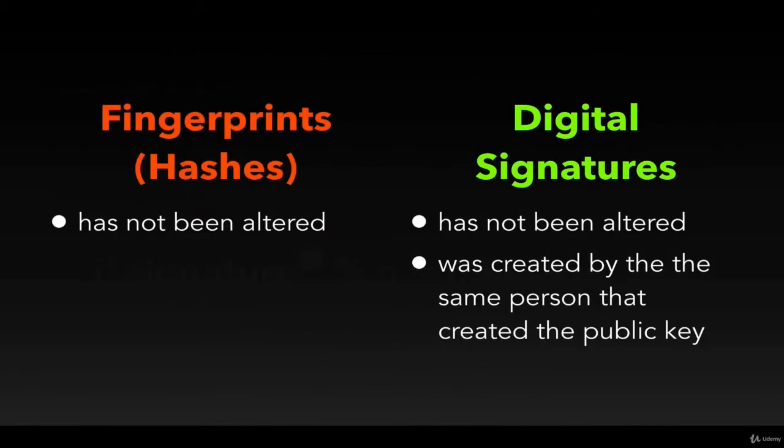Now you might notice a similarity between fingerprints like SHA-256 and Keccak and digital signatures. Both of them do accomplish one thing in the same way. They prove that a document has not been altered. You can use a digital signature in the same way that you use SHA-256. But digital signatures are, one, slower, and two, have an added benefit. A digital signature doesn't just demonstrate that something hasn't been tampered with. It also demonstrates that it was created by the same person that owns a public key, or that created a public key. So it's not just integrity, it's authenticity.